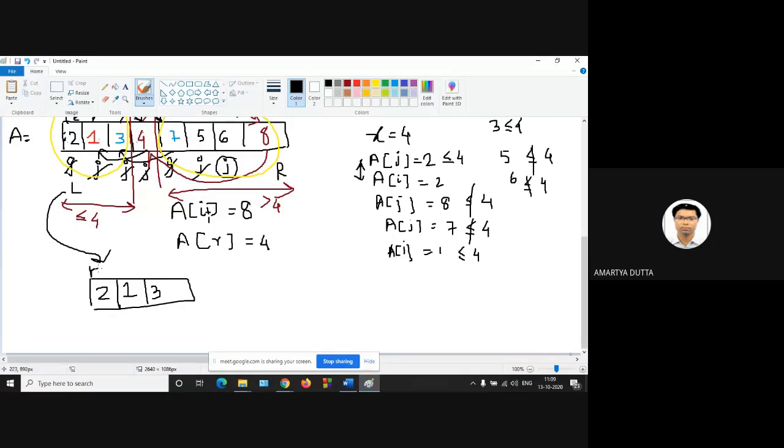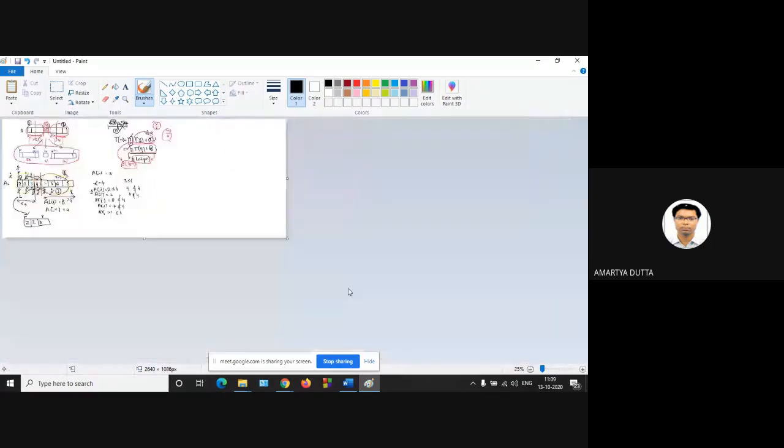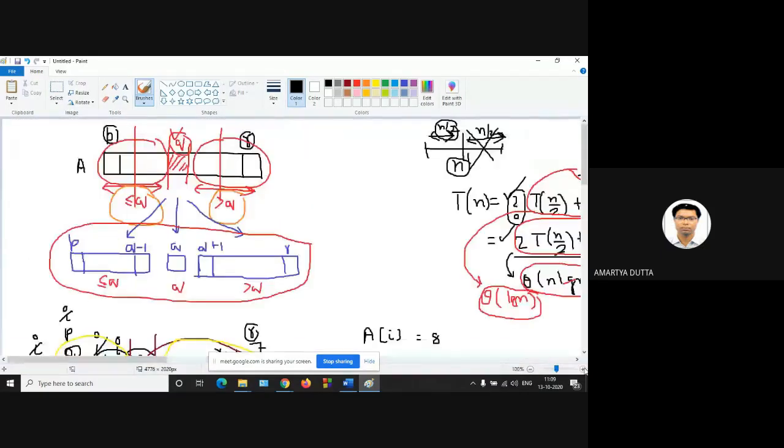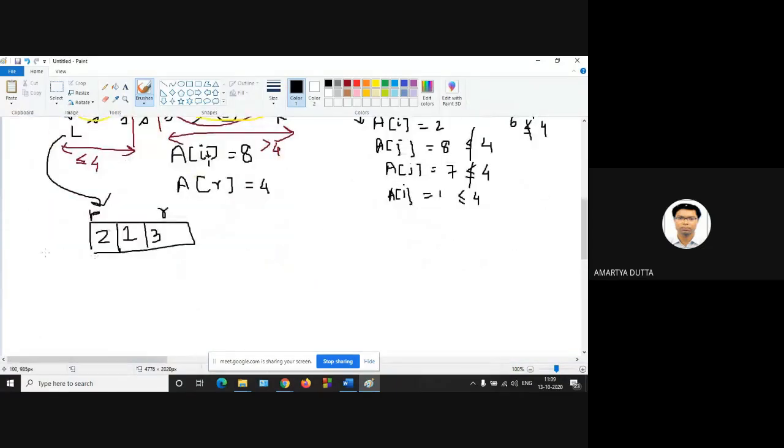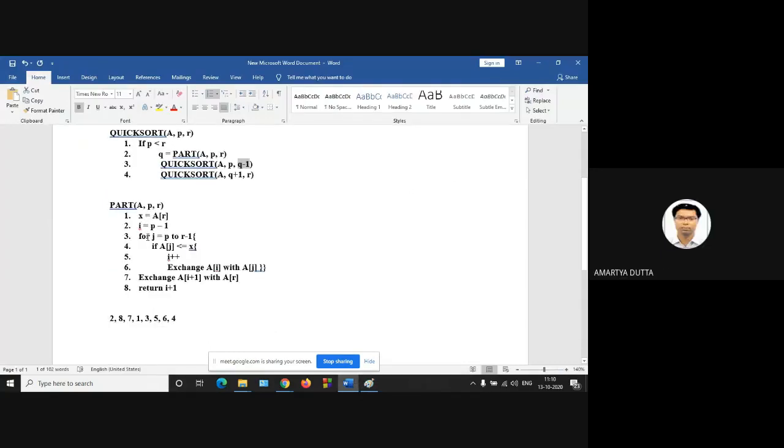So this is your P and this is your R. Now, according to the algorithm, this is your I and this is your J. J runs from P to R minus 1.